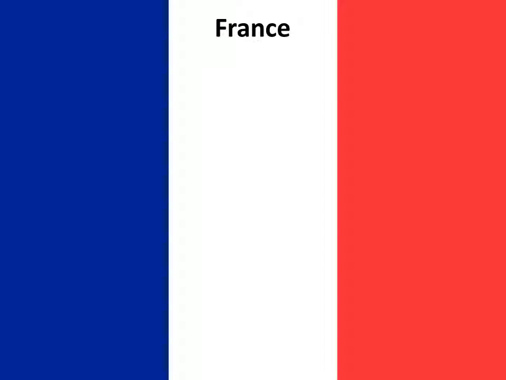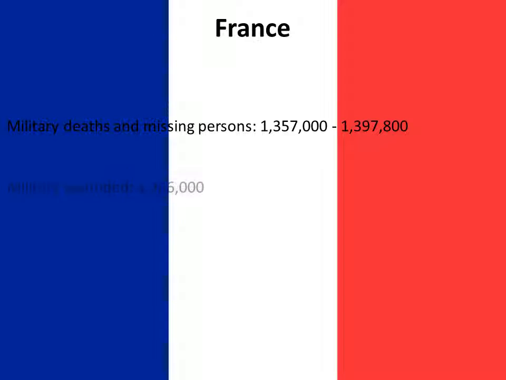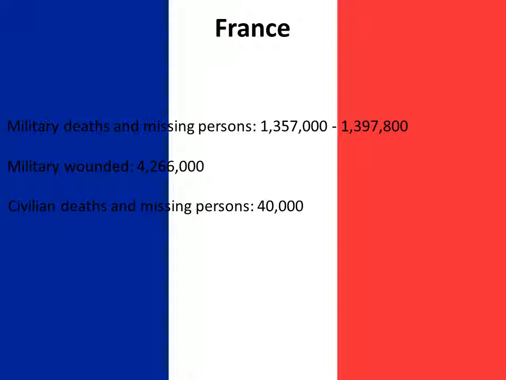France. Military deaths and missing persons are numbered at 1,357,000 to 1,397,800. Military wounded is numbered at 4,266,000. Civilian deaths and missing persons is numbered at 40,000.